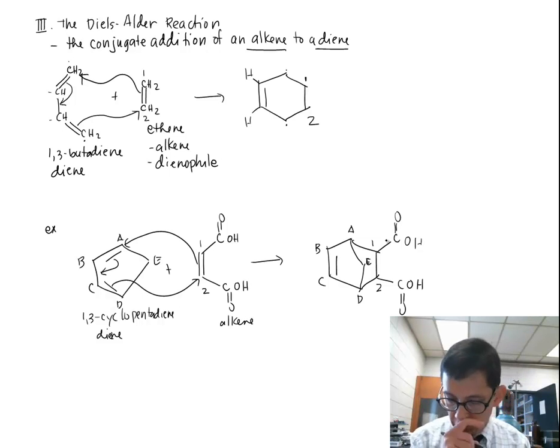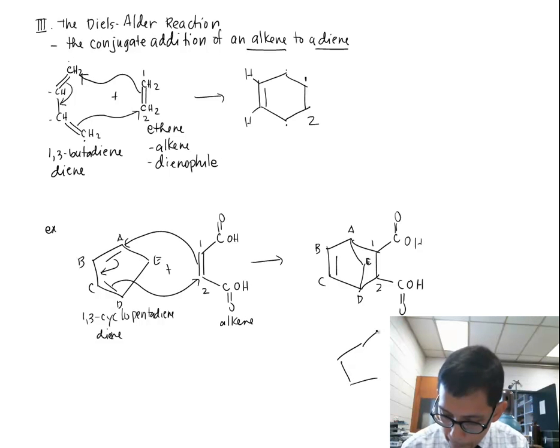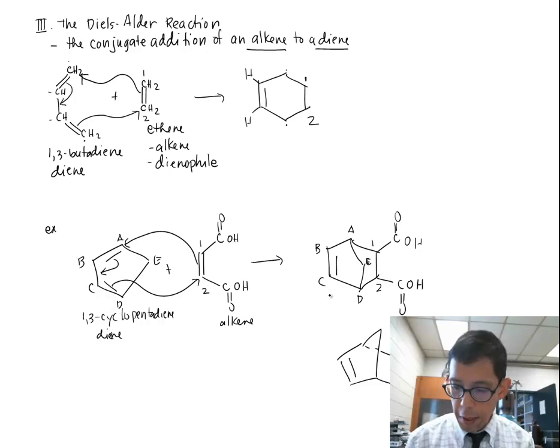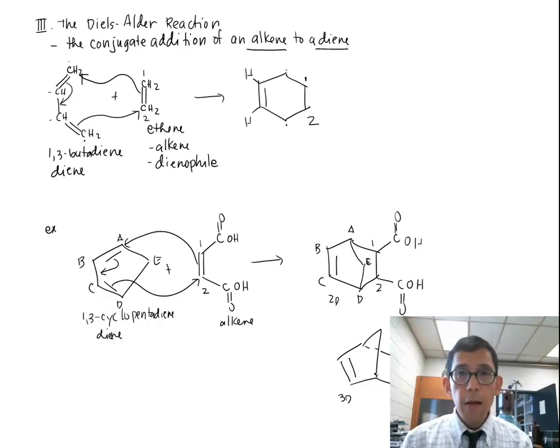So if you are to draw the 3D representation of that, it will be this double bond, and then C double bond O OH and C double bond O OH. So this is a 2D representation. This is a 3D representation of our product.